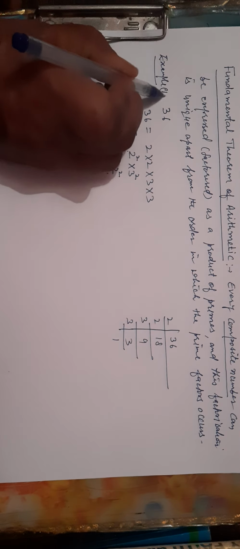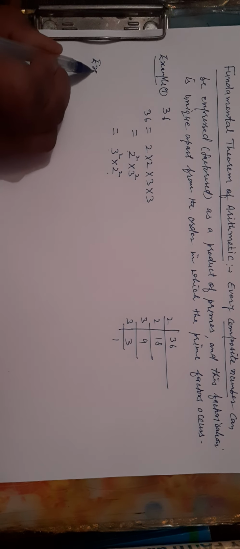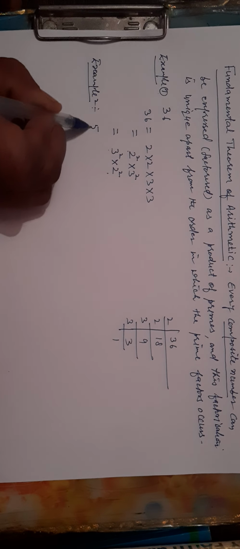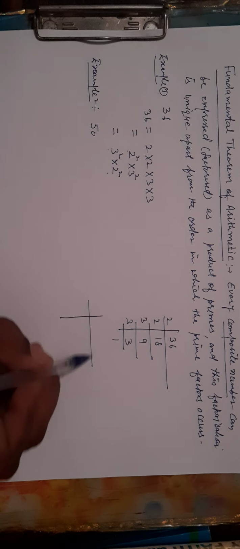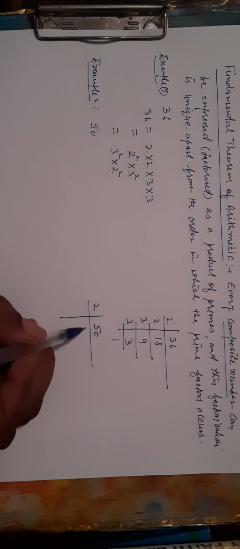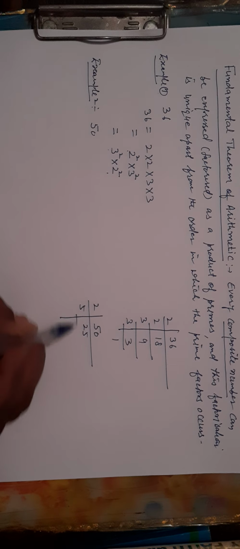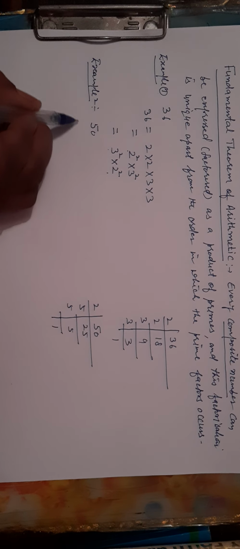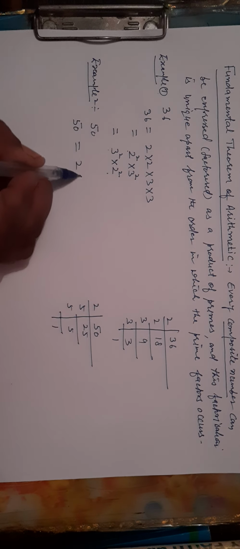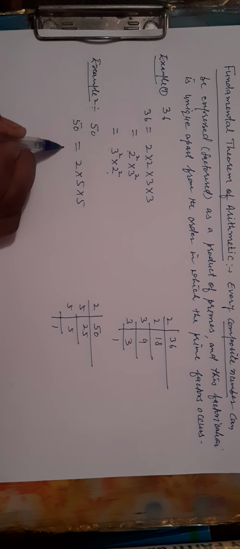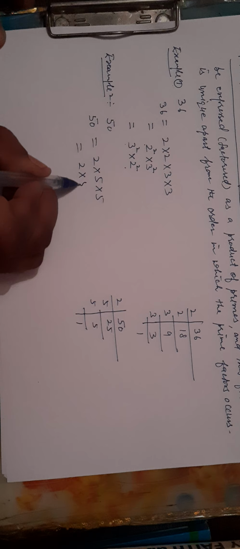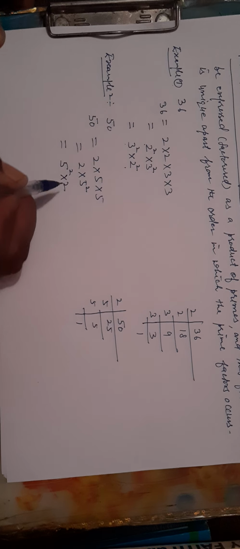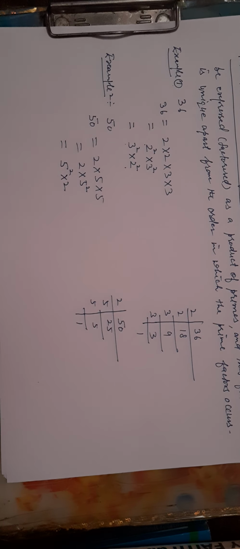This is example number 1 and there is example number 2. In example number 2 we are taking 50. Now see how we can factorize 50. 2 times 2 is 4, 2 fives are 10, then 5 fives are 25, and 5 ones are 5. So the factorization of 50 is 2 into 5 into 5, or you can write it as 2 into 5 raised to power 2. You can change the order, 5 raised to power 2 into 2, but the prime factors will remain the same, only the order you can change.